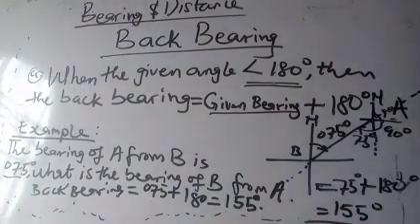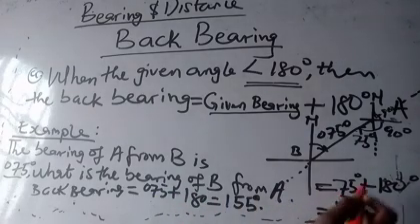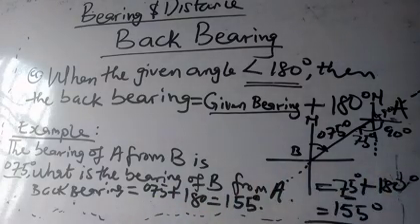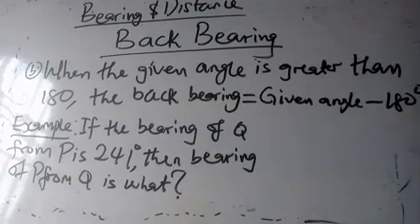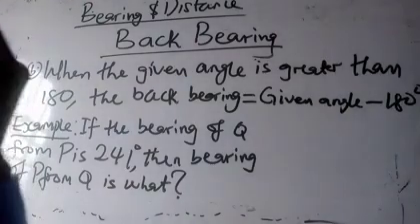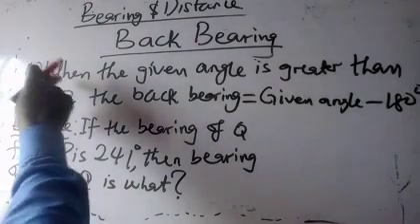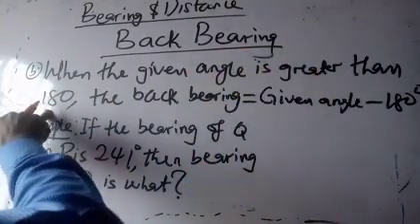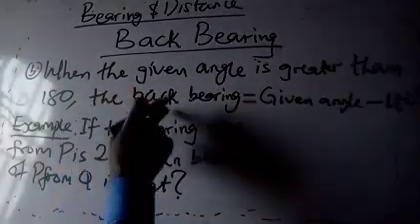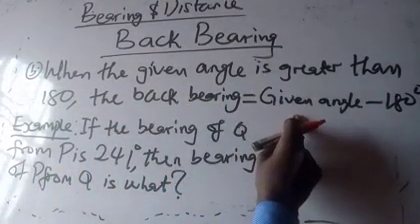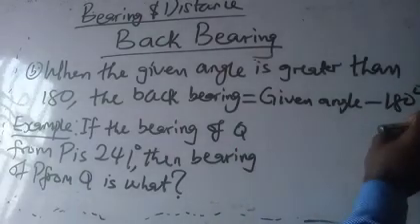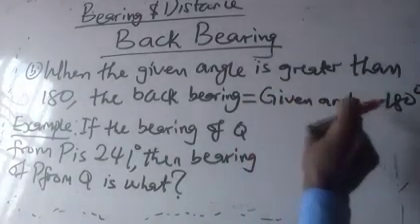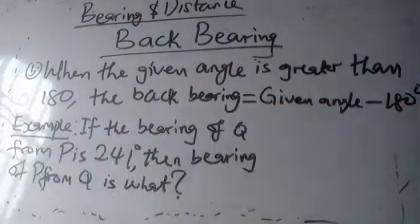Do you understand the back bearing now? Do you understand how to locate the back bearing when the given angle, 75, is less than 180? Let's go to the second one. Secondly, when the given angle is greater than 180, the back bearing equals given angle minus 180.